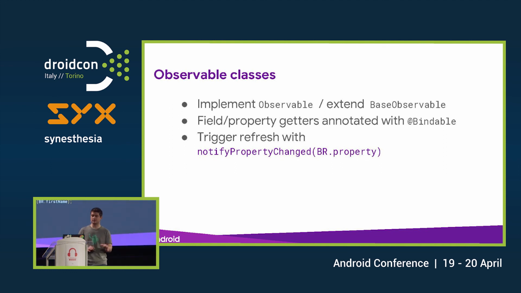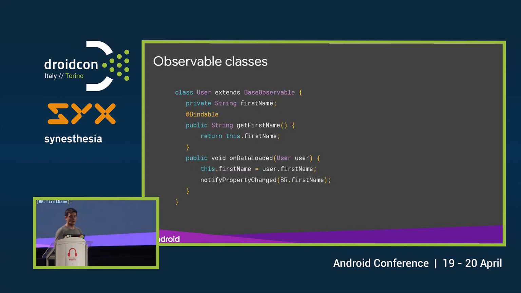So this example is very similar to the first one when we were assigning a new value to a string. So you have to first annotate the getter of this field with bindable. That is going to generate a property in your base observable class. Now, when we have new data, we change that string, and then we tell data binding by calling notify property changed that something changed and the UI should be updated.